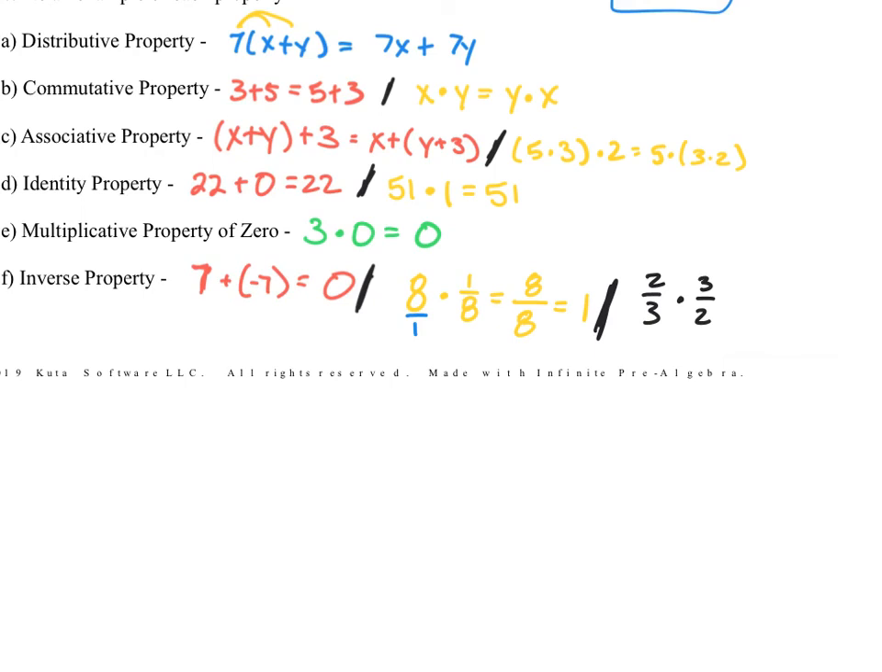Because you got to multiply by the reciprocal. That just means you flip it. Well, up top, 2 times 3 is 6. On the bottom, 3 times 2 is 6. And 6 divided by 6 is 1. So notice any of those ways could work it out for you.